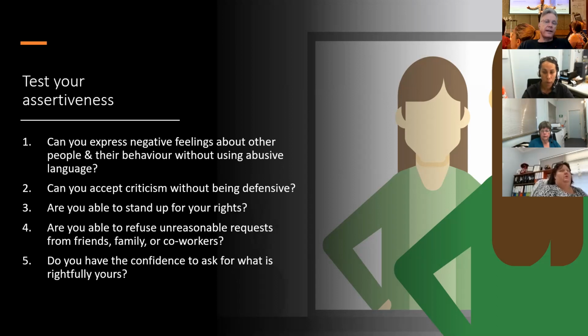So you might want to think about that and think, well, where do I have trouble refusing? Now, you can see that the key word here is unreasonable requests. Unreasonable means unreasonable. In other words, it's not reasonable for you to deal with that. Number five, do you have the confidence to ask for what's rightfully yours?